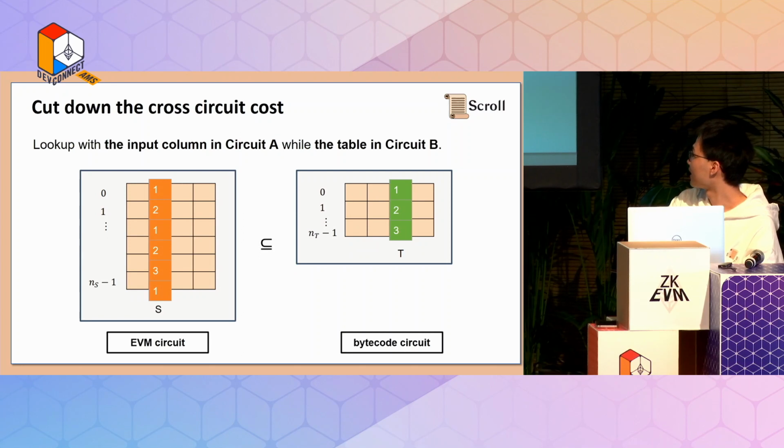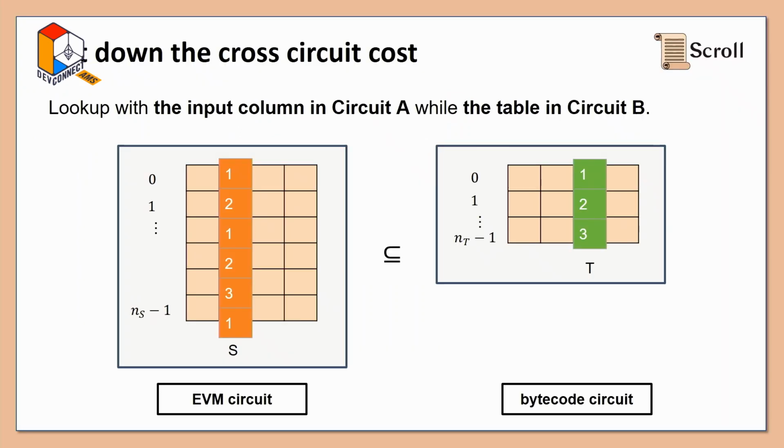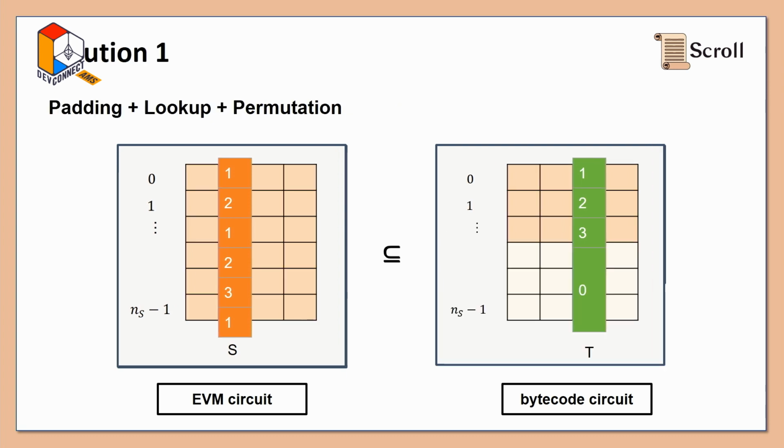Finally, one quick mention: in our zkEVM circuit, another heavily used operation is lookups. In the EVM circuit, you need to look up that some column belongs to some other tables, right? Some other tables are also constrained by some other circuit. To build such a relationship, there are several solutions. One is that you can pad this table to exactly the same length as your input circuit.